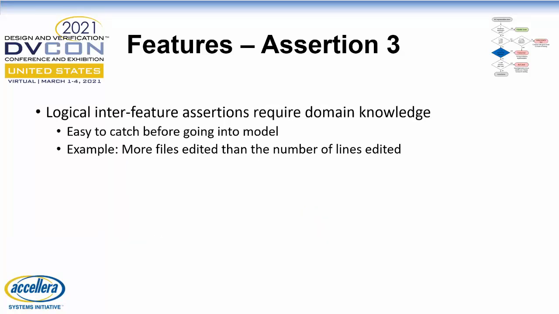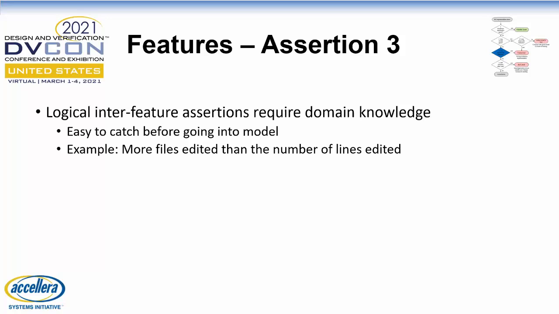Assertion 3 concerns itself with inter-feature relations. This assertion requires some planning, but they're extremely beneficial when catching implementation errors early on in the process, although they should be used with care, since this is an area where human bias might be projected on the dataset.